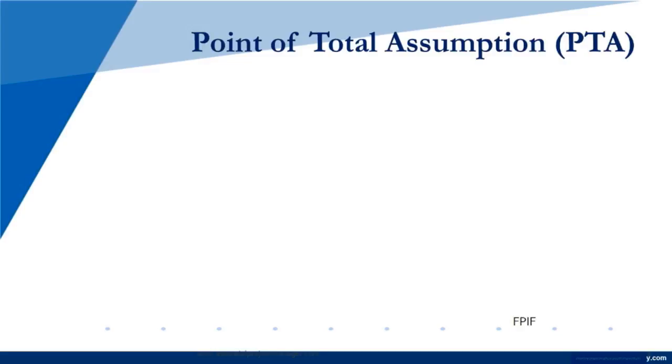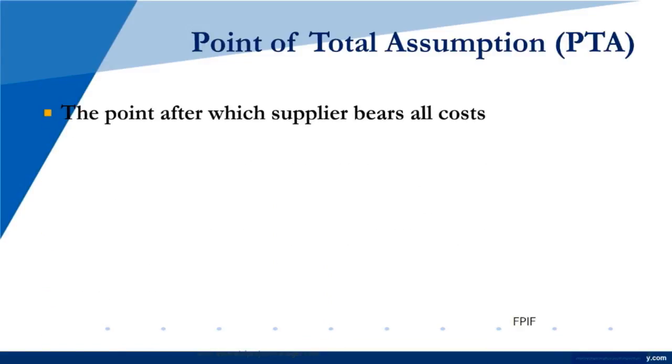Now, total point of assumption is an idea we'll talk about here. It's the point at which the supplier bears all costs. In certain contracts, a situation is set up where I'll pay you up to a certain point, and at that point, you're going to be paying everything. So if you haven't delivered on time, there's a point where you assume all responsibility for how much it costs to deliver the final product. And that's what it's talking about here.